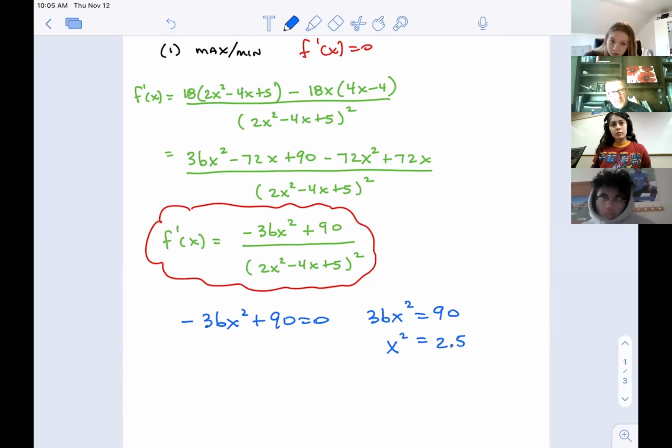So I could say x equals the square root of 5 halves and have it perfect. And remember, x can be plus or minus. So really what I get here is x is approximately plus or minus 1.58.